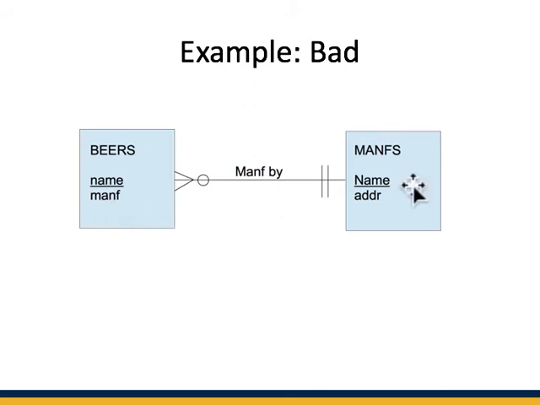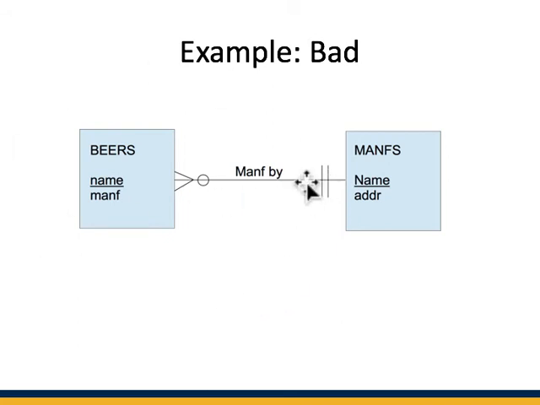Reading the other way, from manufacturers. A manufacturer manufactures many beers, but it does not have to manufacture any beer. So a manufacturer can exist on its own, but it's optional that it's making beers. It may be manufacturing other types of beverages. Okay, so a manufacturer manufactures many beers, but it's optional. Okay, reading right to left.